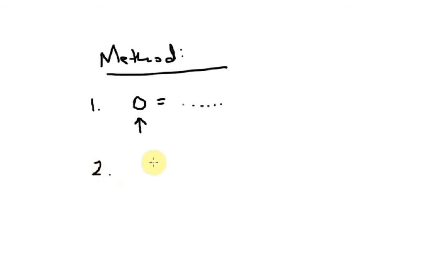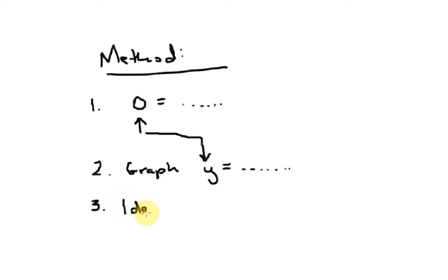And then you graph the related function. So you end up graphing y equals. So y replaces the 0. Okay, so this is now replaced with a y, and then you graph whatever equation you happen to have here. And then you identify your x-intercepts. Those are your solutions.